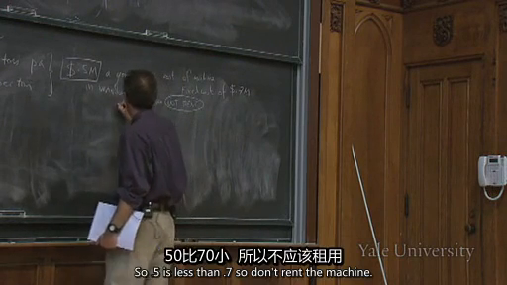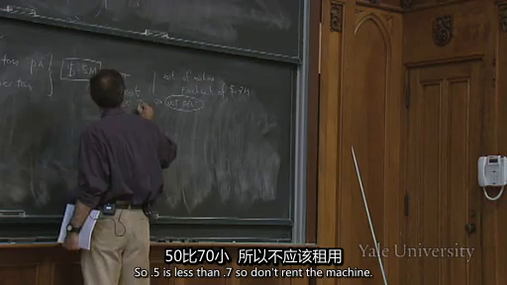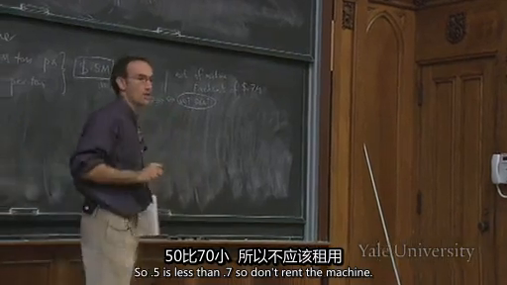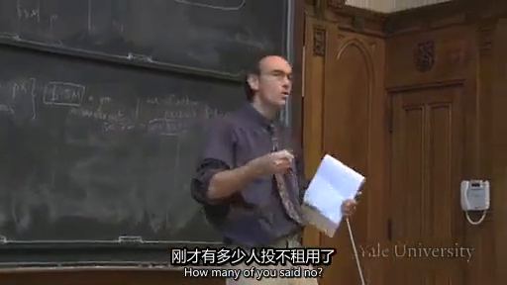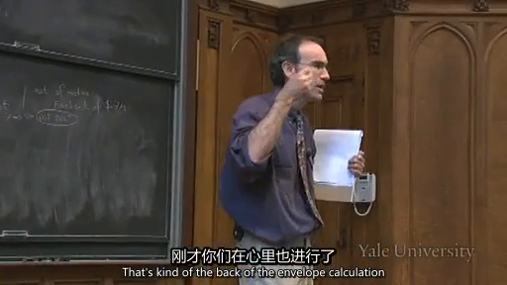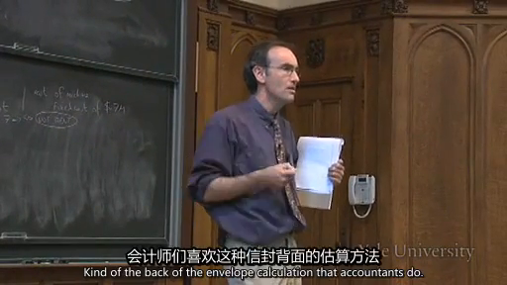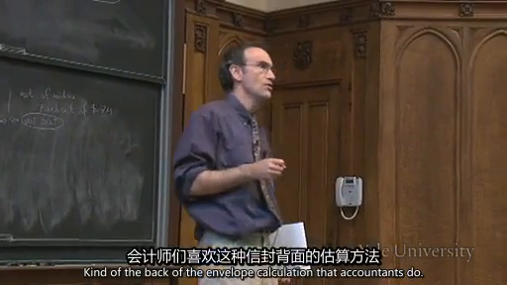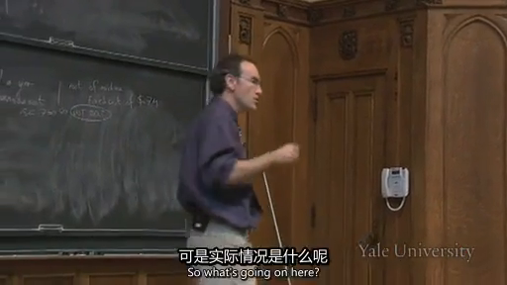All right? So 0.5 is less than 0.7, so don't rent the machine. How many of you said no? Was this kind of the back of the envelope calculation you were doing? It's the kind of back of the envelope calculation that accountants do. So what's going on here?